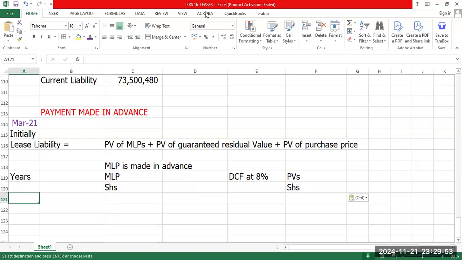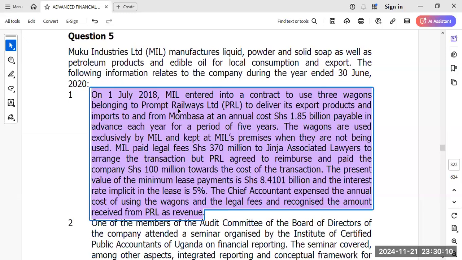Here we are handling from how many years? What is our lease period? Our lease period is for 8 years, okay? 8 years.